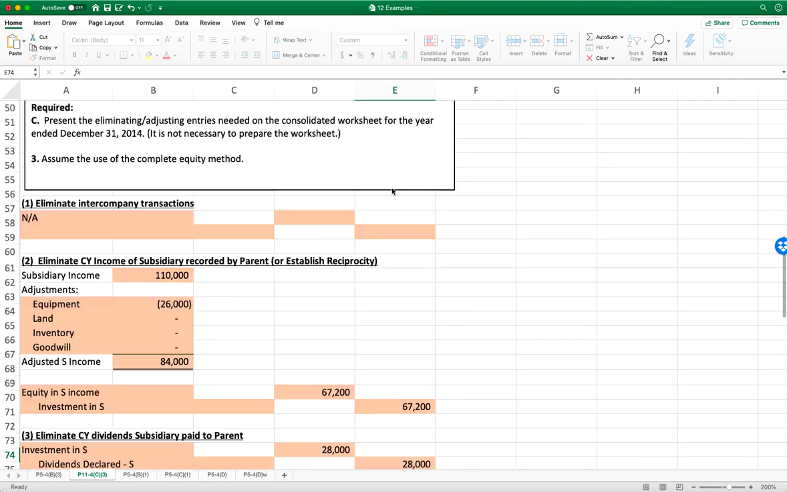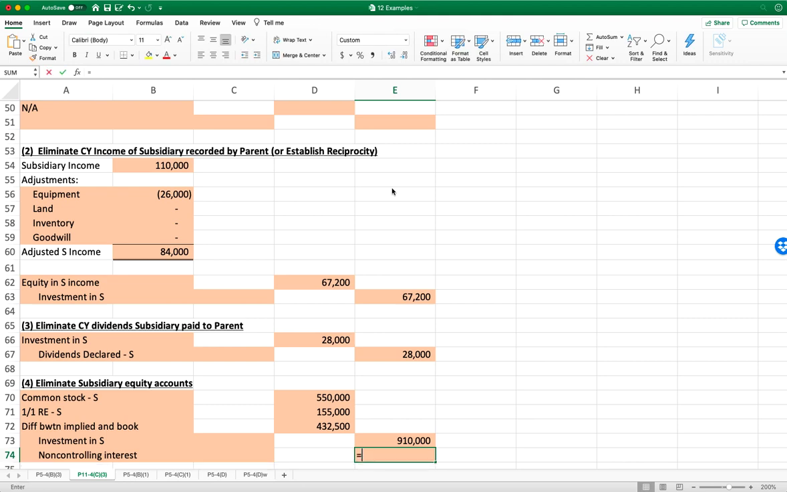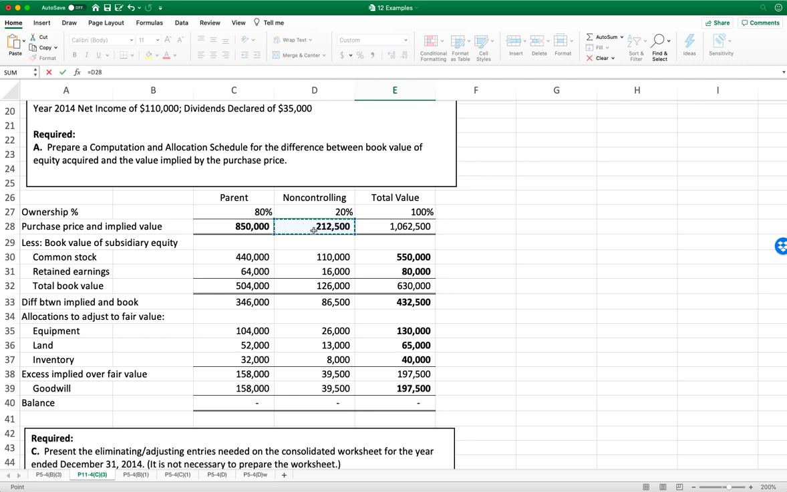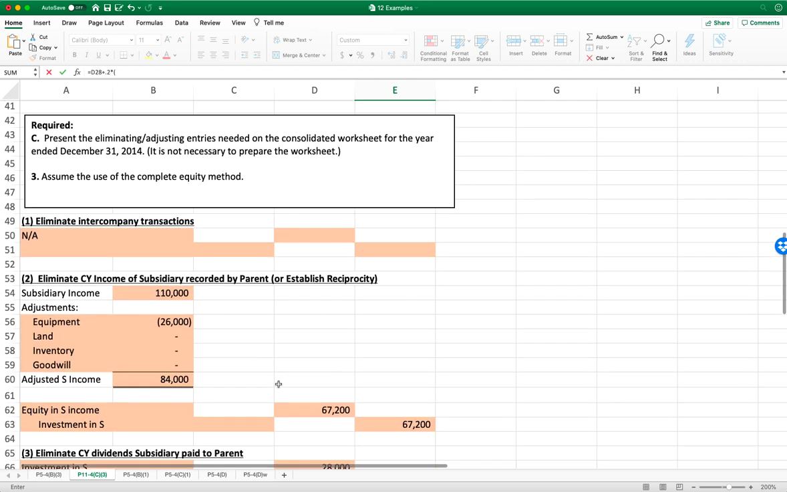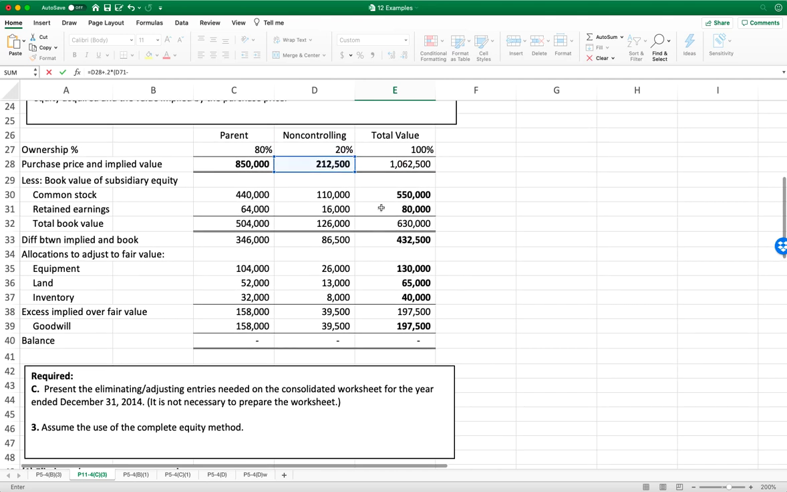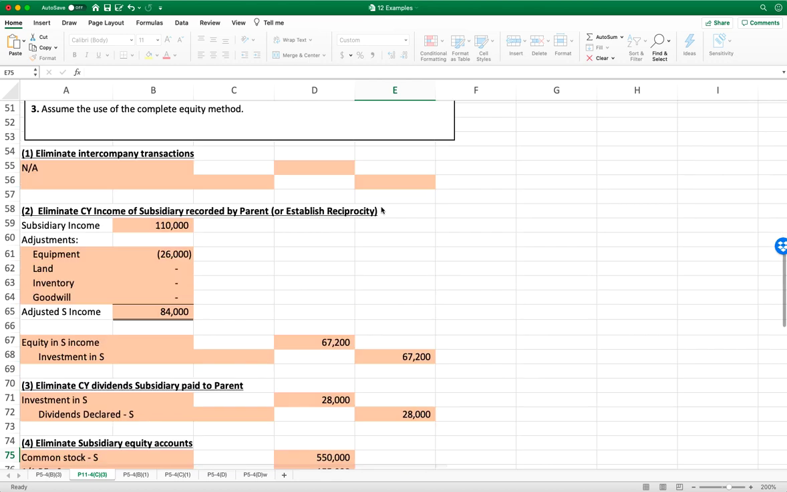schedule. We're going to do the same thing for our non-controlling interest. So we're going to take their original non-controlling interest, and we're going to add to that their share, or 20%, of that same increase in retained earnings. So the number that's in our current eliminating entry minus what it was on the date of acquisition, which is in our computation and allocation of differences schedule.